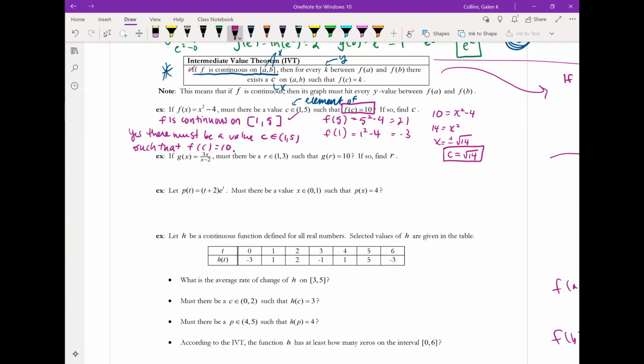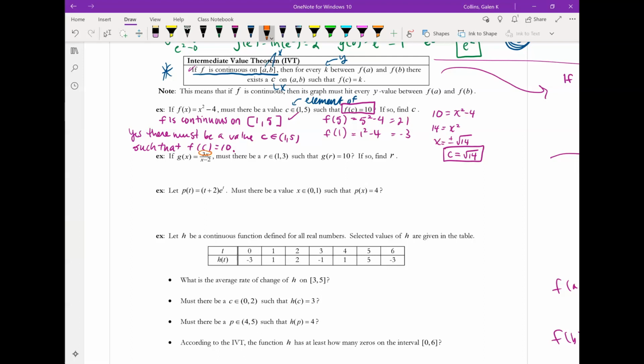All right, the next problem: if g of x is 3x over x minus 2, must there be a value r that's an element of the number set from 1 to 3, such that g of r equals 10, and if so, find r. So the first thing we need to do every time is check the hypothesis. I can't tell you how many students forget this, and it just kills me because they lose a lot of points. So is g continuous on this interval from 1 to 3? So I need to check this for discontinuities.